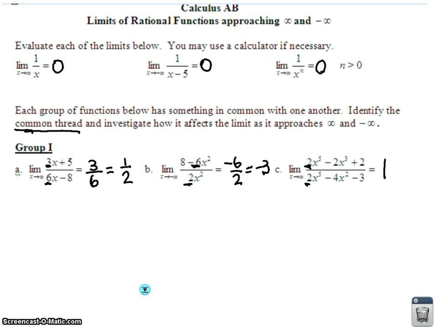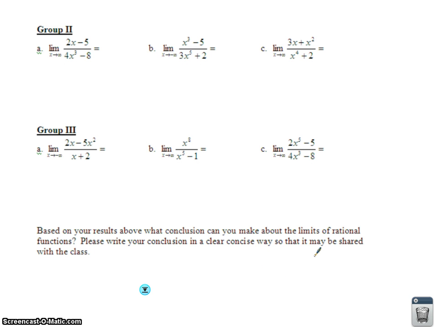All right, let's move on to group 2. So again, pause the video for a moment, take a look at each one of them, and try to identify that common thread that each has, and try to find the limit for each one, whether you're able to do something with direct substitution, or maybe you're graphing it. But again, pause it now, and then come back when you're finished.